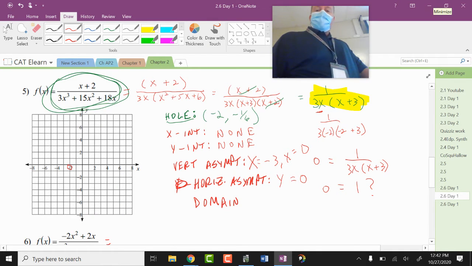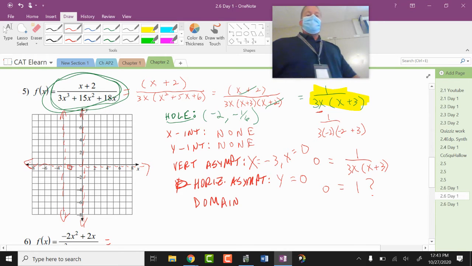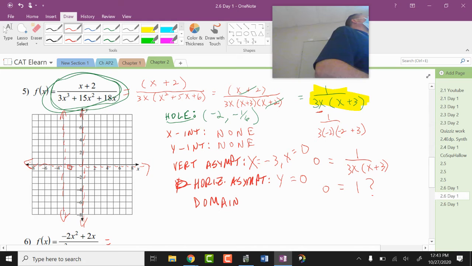Okay. Oh, I didn't draw anything. So I have a hole. And then this might explain why I don't have an x or a y intercept. Not the x equals -3. The x equals 0. That's why there's no y intercept. Got it. And then sometimes asymptotes can be crossed, but in this case, it's not. So y equals 0. That's why there's no x intercept, I guess, in this case.